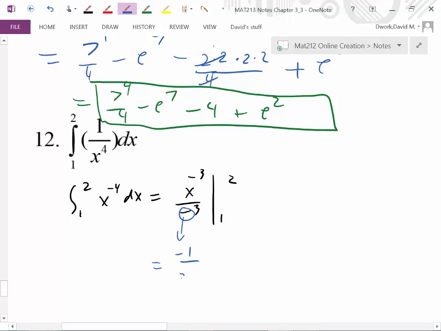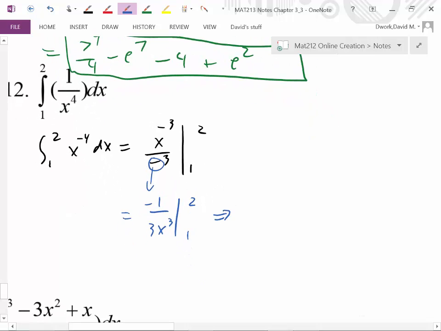So what I'd be looking at down here is 3x cubed evaluated from 1 to 2. So therefore, what does that make? Negative 1 over 3 times 2 cubed minus a negative 1 divided by 3 times 1 cubed. And this doesn't look too bad, right? 2 times 2 times 2, 2, 4, 8. 8 times 3, negative 24. Minus a negative makes a plus.